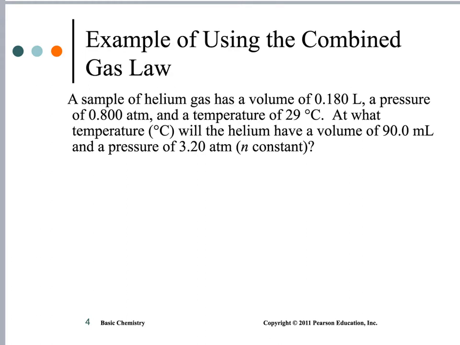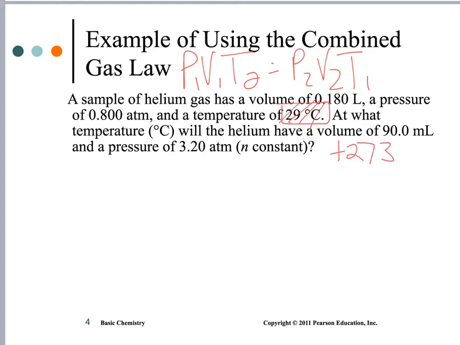Again, we're dealing with P1, V1, T2 equals P2, V2, T1. We have a sample of helium gas that has a volume of 0.180 liter, a pressure of 0.800 atm, and a temperature of 29 degrees Celsius. I'm not going to leave that out there. I have to cross that off and add 273. Once I add 273, I get 302 Kelvin. At what temperature in degrees Celsius will the helium have a volume of 90 mL and a pressure of 3.20 atm? So we have to convert to Kelvin first.